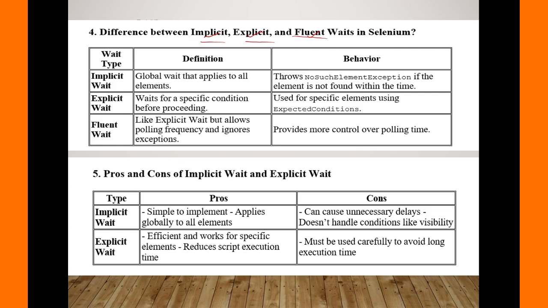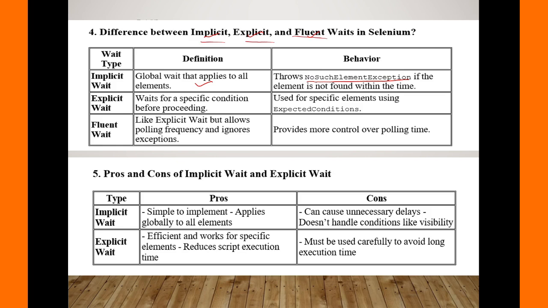Also, we have one more wait mechanism called Thread.sleep, but this is not a good practice. In that case we can use dynamic waits. These are the dynamic waits. Okay, first the definition of implicit wait: a global wait that applies to all elements.